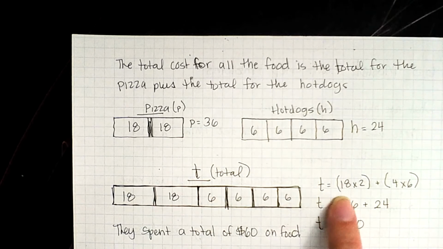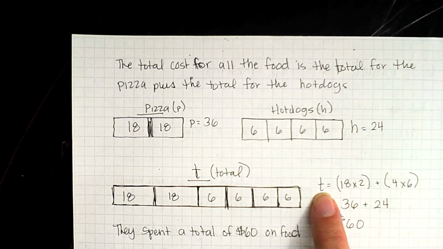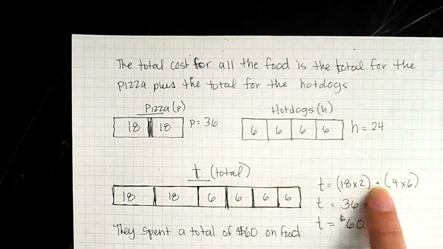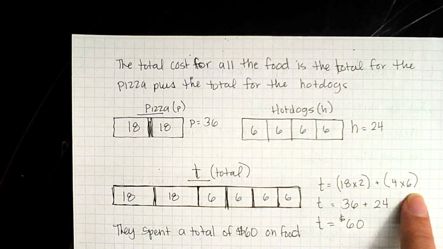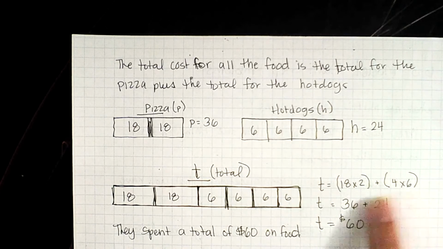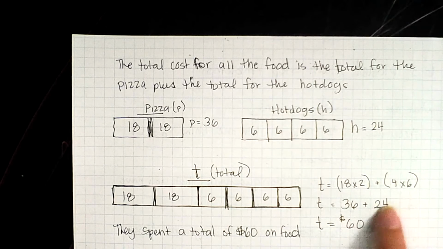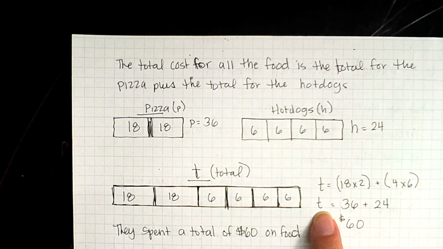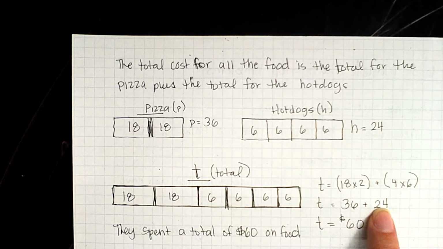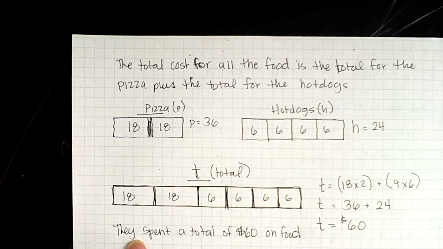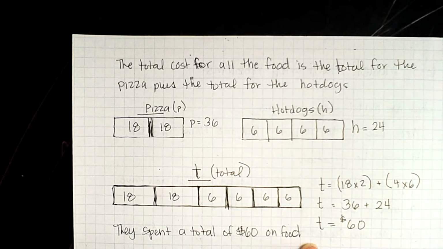Now, if I want to write that as an equation, I'm going to say that my total cost is equal to 18 times 2, which is the cost of the pizza, plus 4 times 6, which is the cost of the hot dogs. Now, I found out that 18 times 2 is 36, and 4 times 6 is 24. So my total, or T, is equal to 36 plus 24. When I add those together, I find that T is equal to $60. So my answer to my original question is they spent a total of $60 on food.